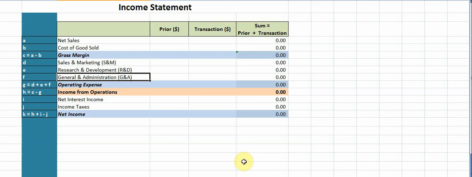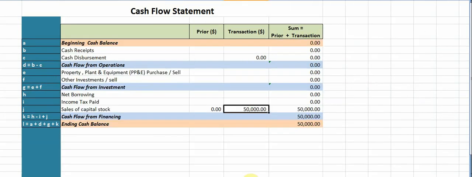Now go to the next statement, that is the cash flow statement. Do I need to make any entry over here? The answer is yes. Here you can see I had invested $50,000 to AppleSeed Enterprise. This is my prior transaction. So I am moving this one to my prior column. This is my prior column, which is $50,000.